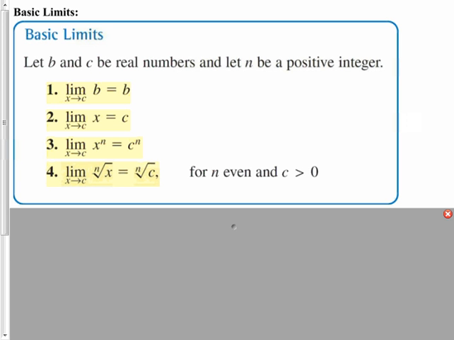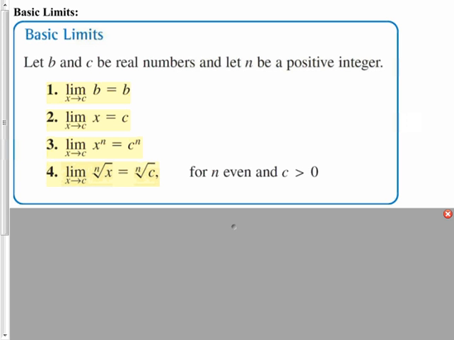So the limit of x as x approaches c, part 2, is going to be c, right? Which is just 1x. The limit of x as x goes to 3 is basically just plugging 3 right back in.